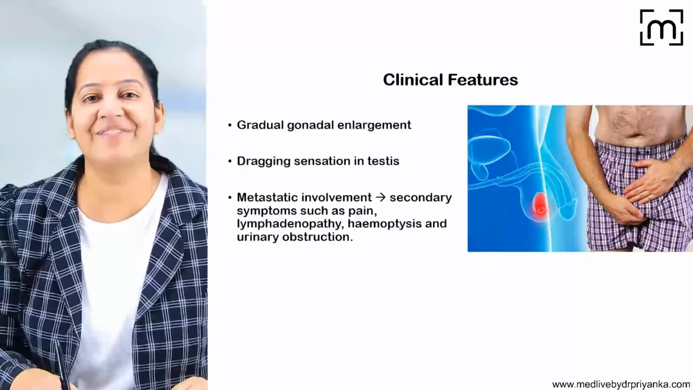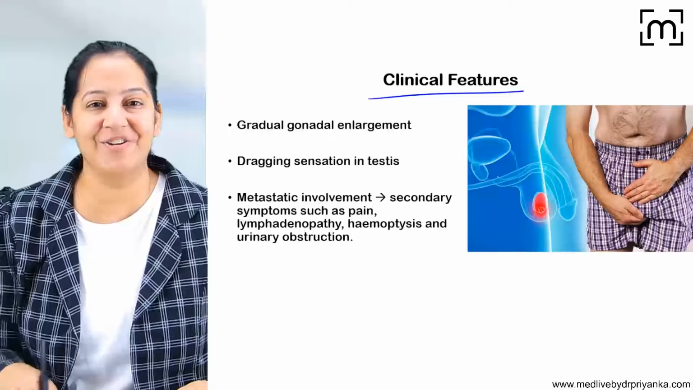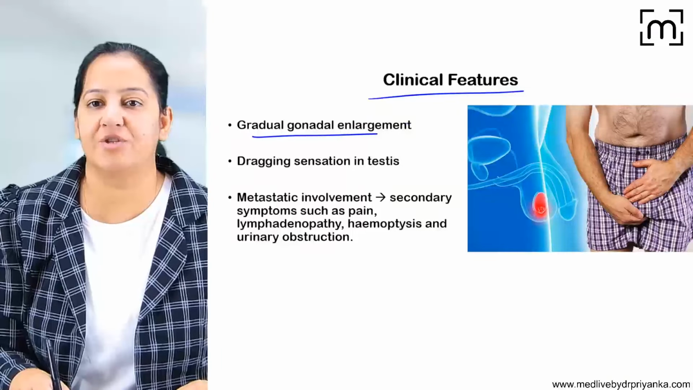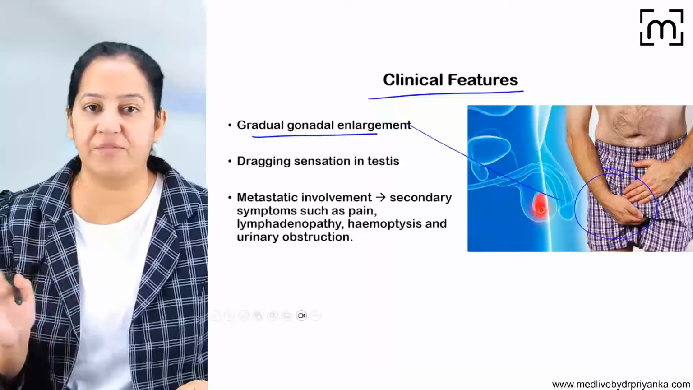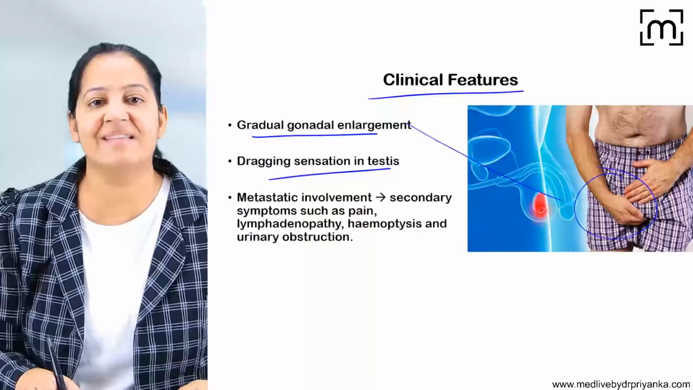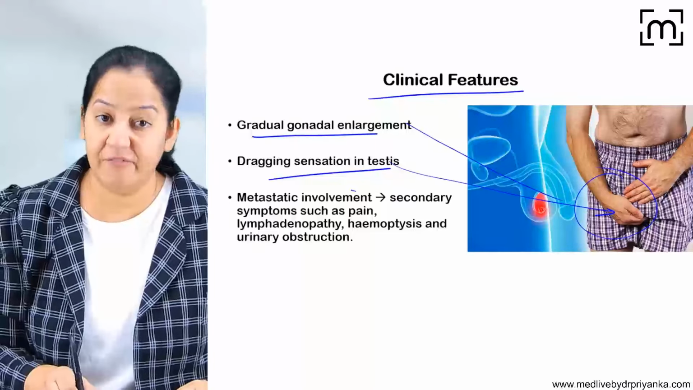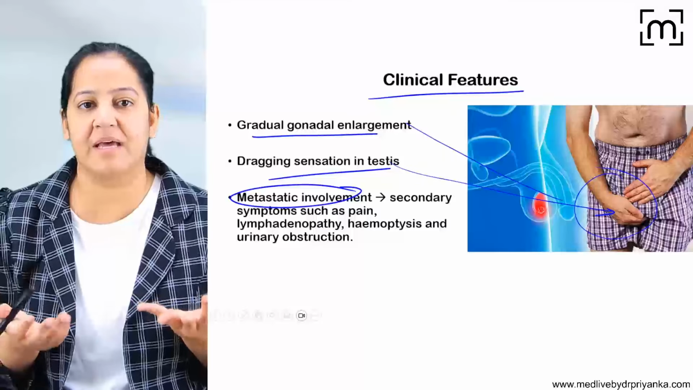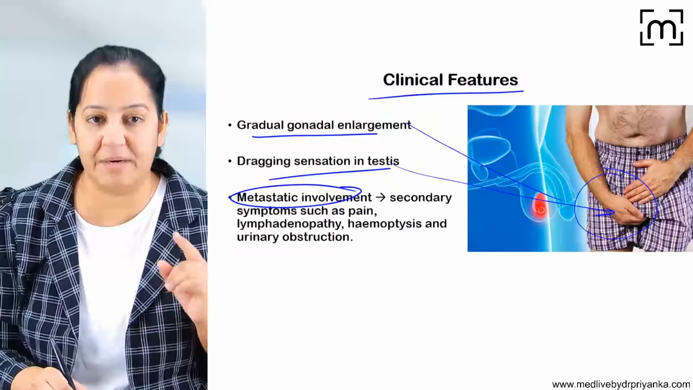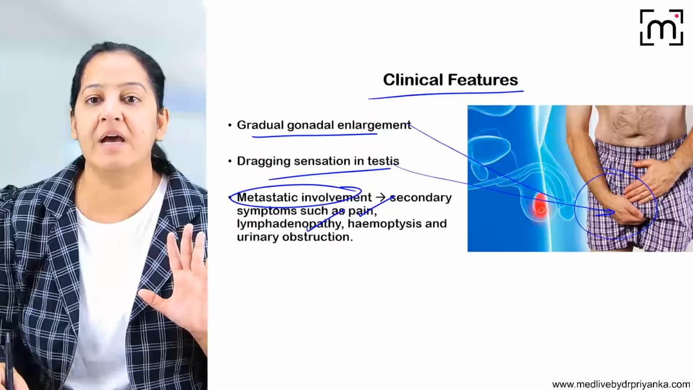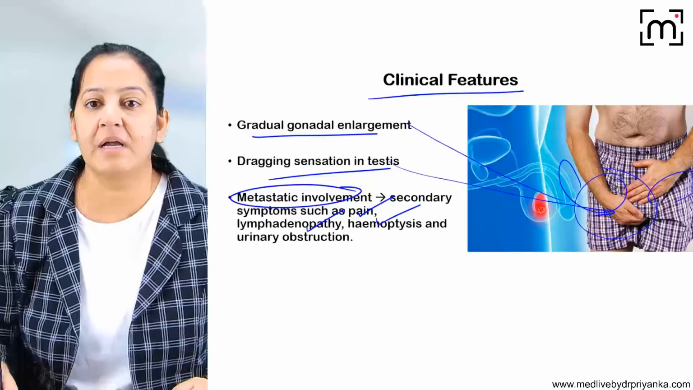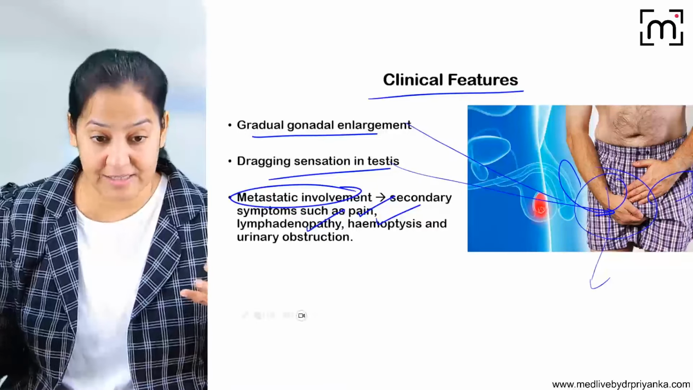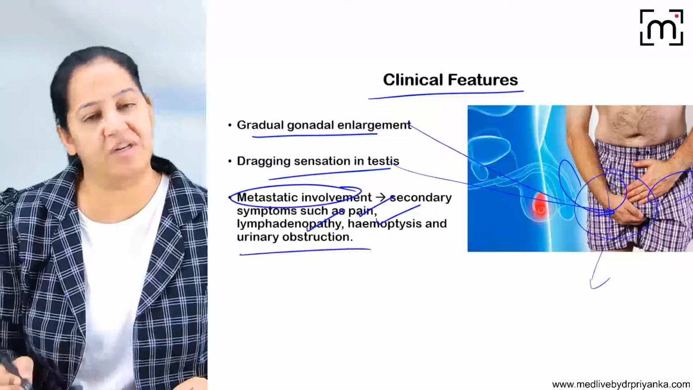Now coming to the clinical features. What are the clinical features in testicular tumor? There is gradual gonadal enlargement. The male complains of gradual enlargement in the scrotum; one of the testes is enlarging. There is a dragging sensation in one of the testes. If it is metastatic, then multiple symptoms can occur due to secondary spread, like pain, lymphadenopathy with enlarged inguinal lymph nodes, and hemoptysis. Blood in the urine can be there if it is coming to the bladder, and urinary obstruction can be there.